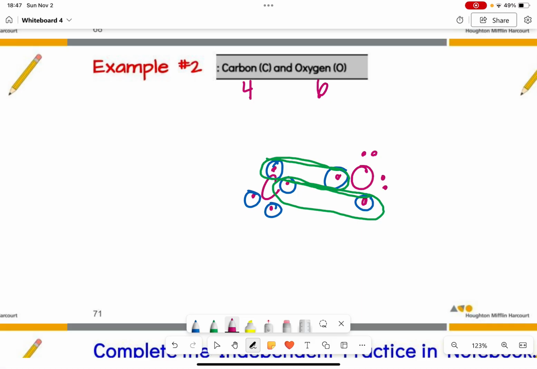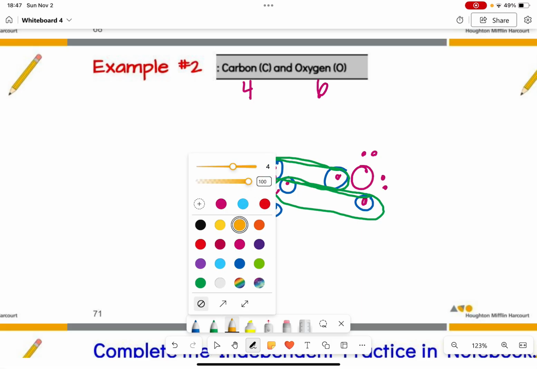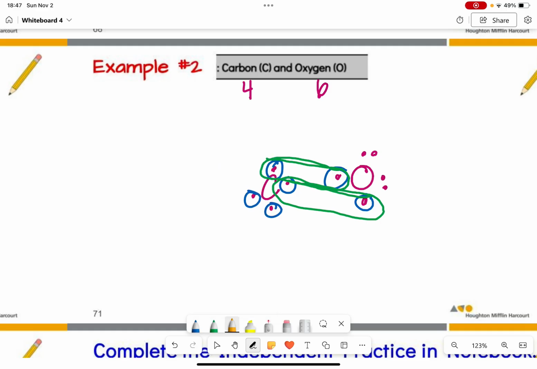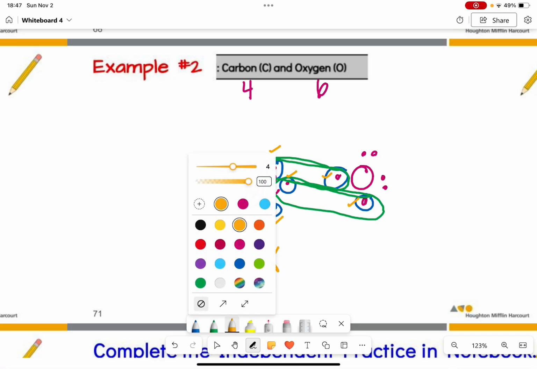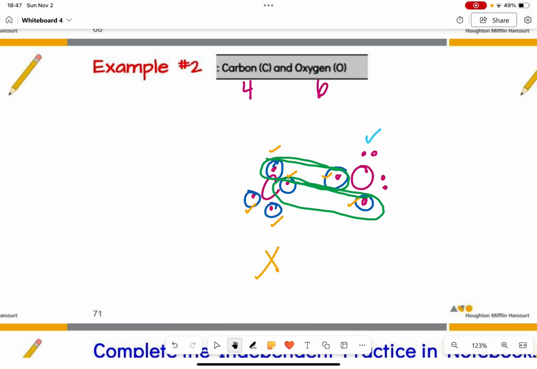And so because I have no more to pair up, I'm just going to double check to see which one has met the octet rule. So carbon has 1, 2, 3, 4, 5, 6. So carbon is not good. And then let me check oxygen. 1, 2, 3, 4, 5, 6, 7, 8. So oxygen is good to go.